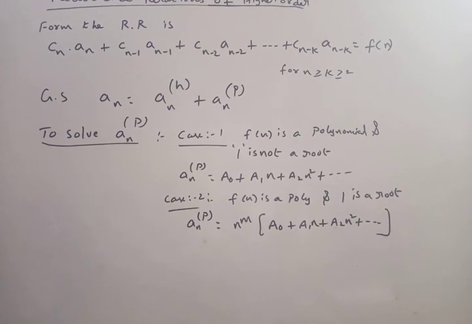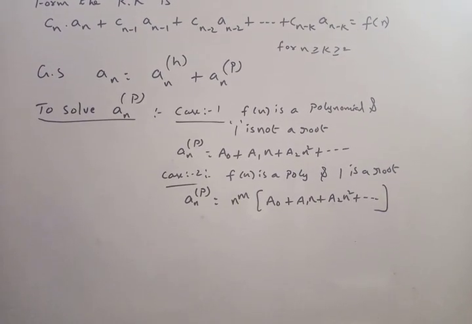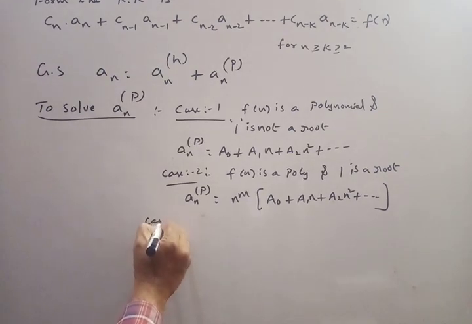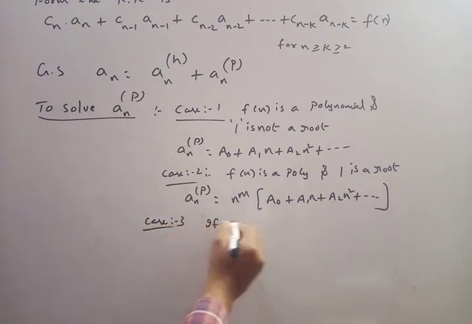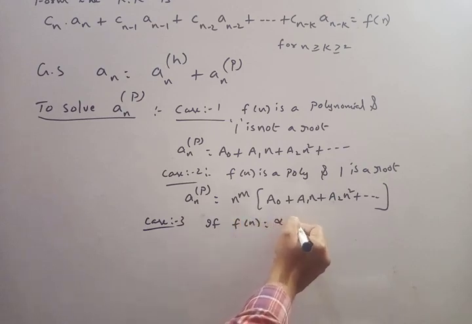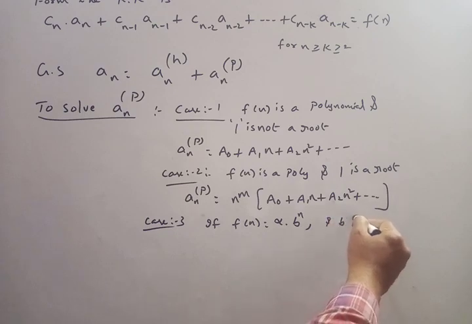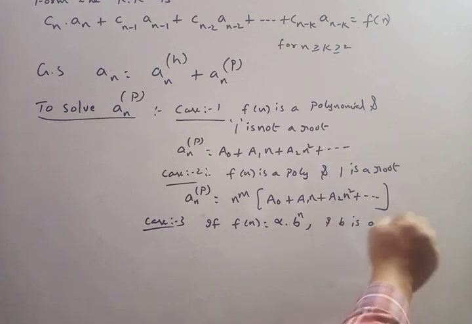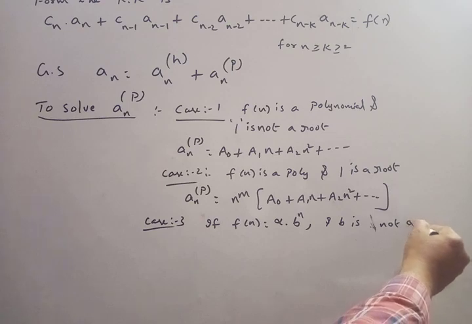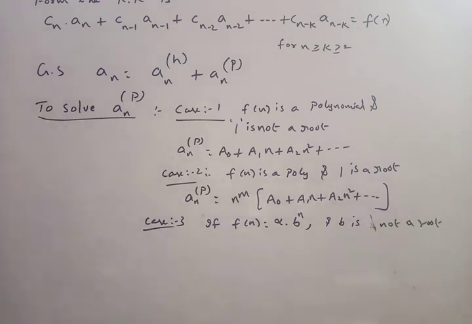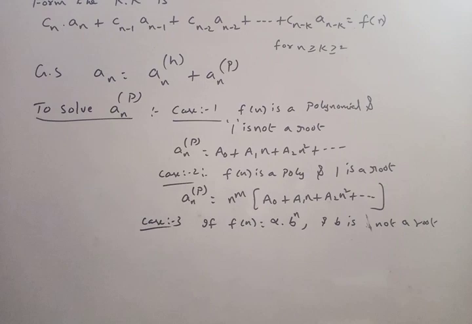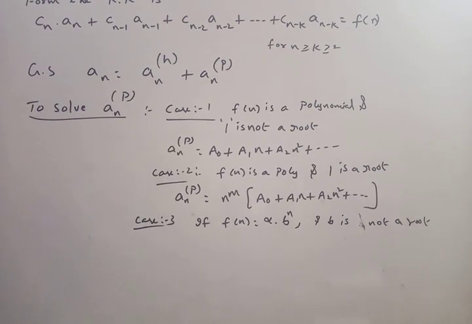Then case 3. If f of n is equal to alpha into b^n and b is not a root. In this case, how to solve? Our a_n^(p) becomes a_0 b^n.